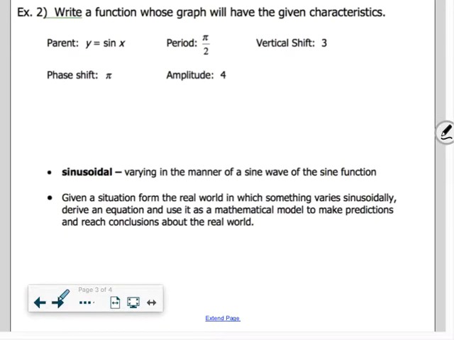All right, so, and again, example 1, example 2 is complete review. We're not even to any of the, and even example 3 is still, to me, truly not new. Example 2 says write a function whose graph will have the given characteristics. So I do want a parent function of y equals sine x. So I'm going to give you a head start on me. Try to take all the information that you have and come up with the equation.